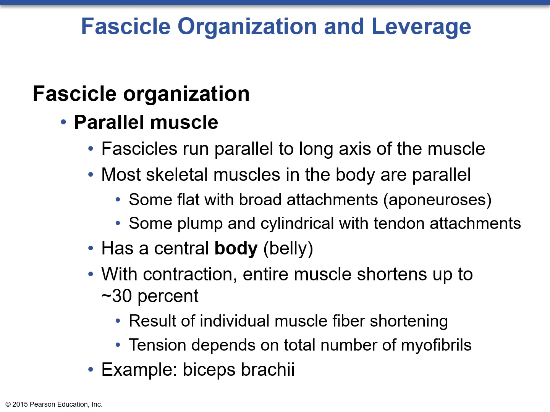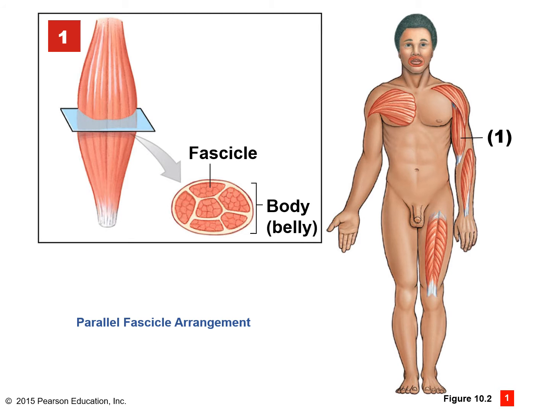The parallel muscle has a central body or belly, and like I said, it can shorten up to 30%, and the result of the individual muscle fiber shortening and the tension depends on the total number of myofibrils engaged in that muscle fiber contraction. So here's an example of parallel fascicle arrangement. We can see again the muscle fascicles are parallel to the long axis of the muscle, and it has a large body that tapers at either end.